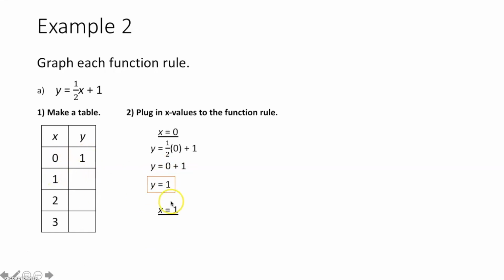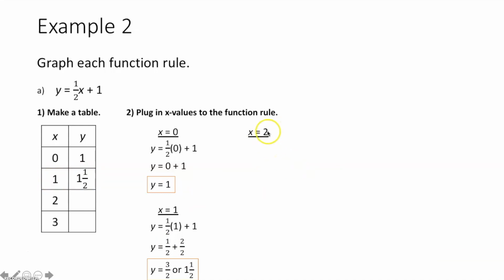For x is equal to 1, I'm going to take 1, plug it in the function rule for x. So 1 half times 1 is going to give me 1 half. And what's 1 half plus 1? If I were to write this as 1 over 1, I multiply the numerator and denominator by 2 so that I can add these together. And I end up getting 3 over 2, or 1.5. So I'm going to put that in for y next to x is equal to 1.